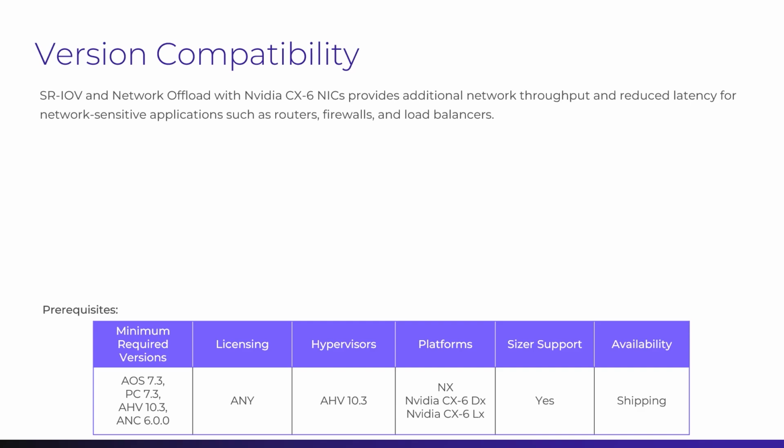The SR-IOV and network offload features require a minimum AOS and Prism Central version of 7.3. The AHV hypervisor version must be 10.3 or higher. Additionally, network offload requires the network controller version 6.0.0. Today, these features are supported on Nutanix NX hardware platforms using the NVIDIA CX6, DX, and LX NIC cards. Planning is available in Nutanix, and these features are available with all licensing tiers.